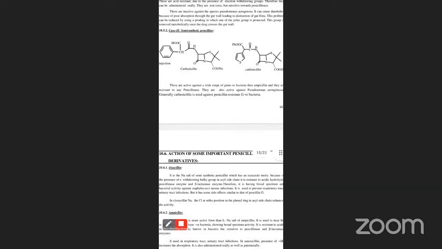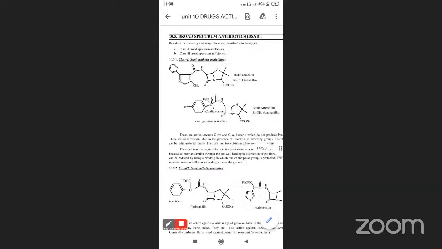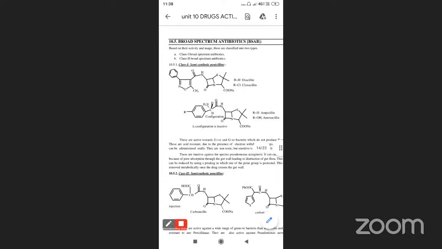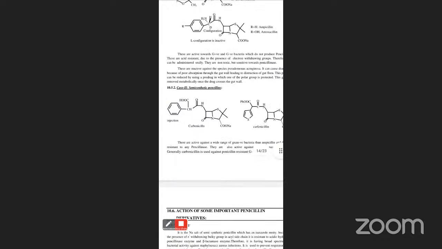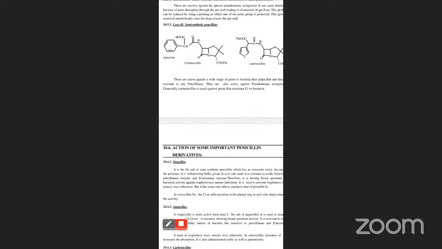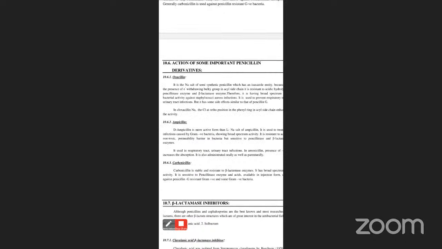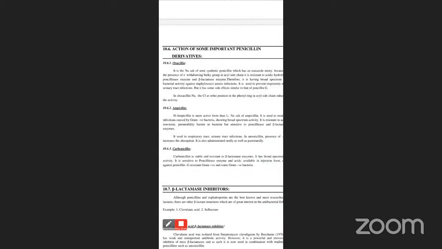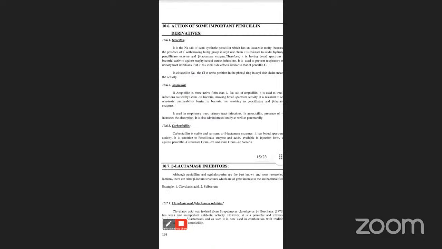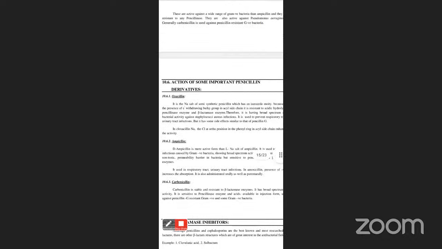So the previous one, class 1 semi-synthetic penicillins, are active against both gram negative as well as gram positive. But class 2 are active against gram negative only. And some other derivatives are also there, like ampicillin and carbenicillin. These are active against the gram negative and some of them active against gram positive bacteria. And you can see the structural features of oxacillin and cloxacillin.